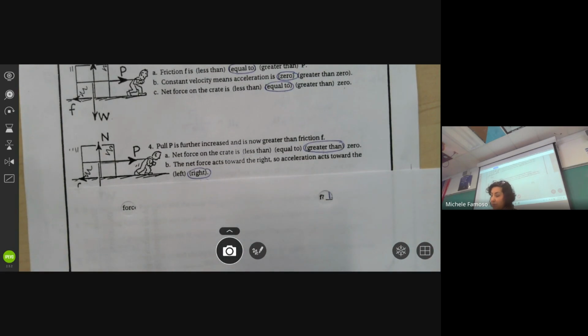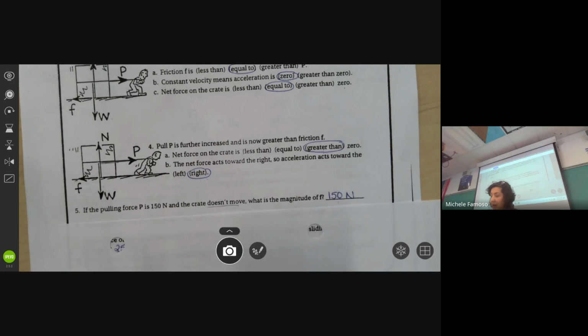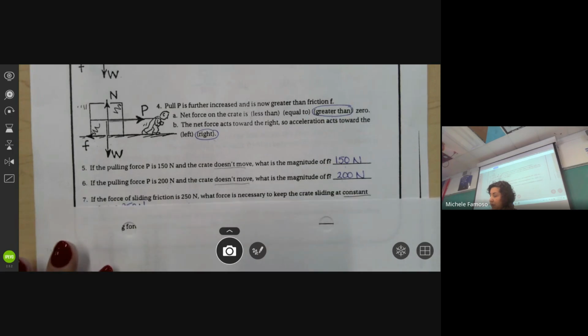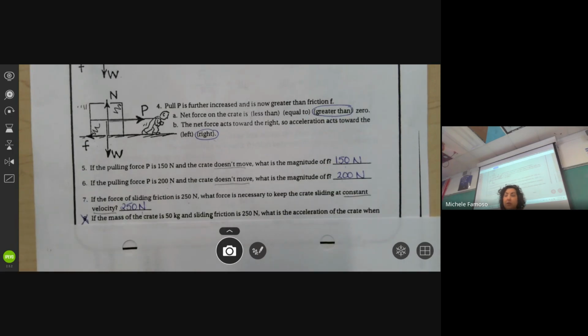Number 4A is greater than. B is right. Number 5 is 150 newtons. 6 is 200 newtons. And 7 is 250 newtons. Any questions on that page? All right, then let's check the next page.